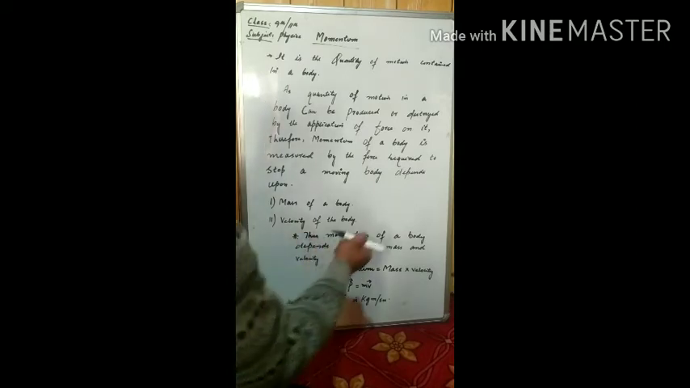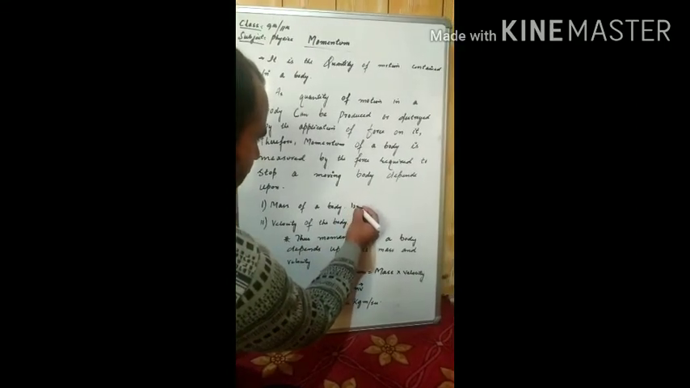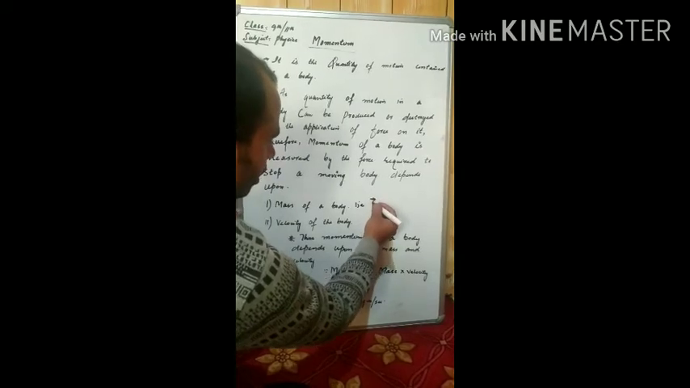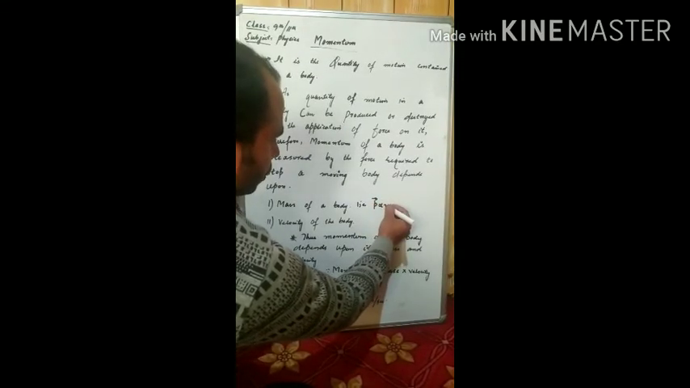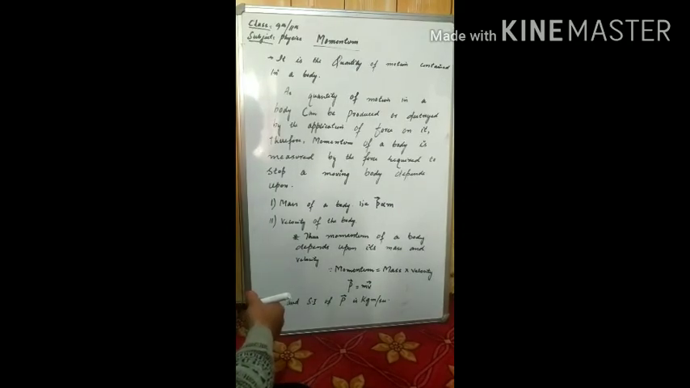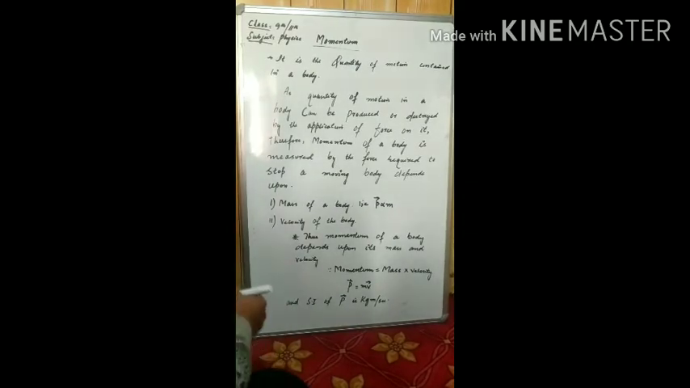We can write it as momentum P is directly proportional to m. Greater the mass of a body, greater will be the momentum. Second thing, it depends upon the velocity of a body.